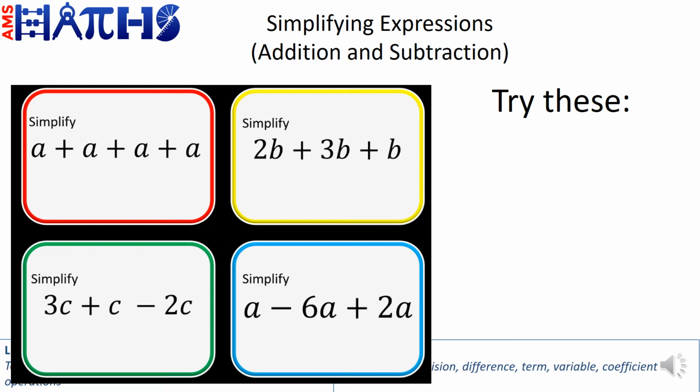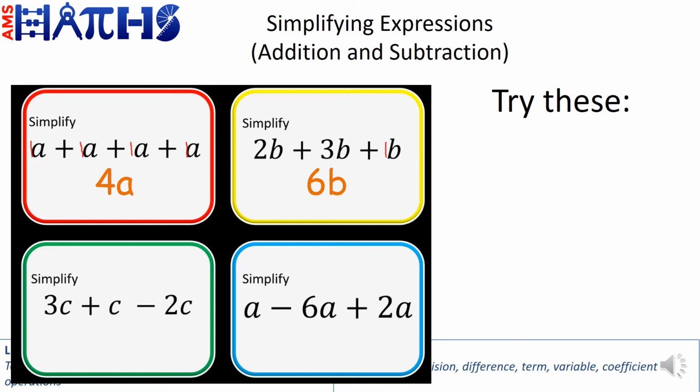For the first box, the red box, the answer is 4a, because we have 1a plus 1a, 2a's, add one more a, 3a's, another a, 4a's. So the answer for that is 4a. For the yellow box, our answer is 6b. We're adding 2b's plus 3b's to get 5b's, and adding one more b, and that gives us 6b.